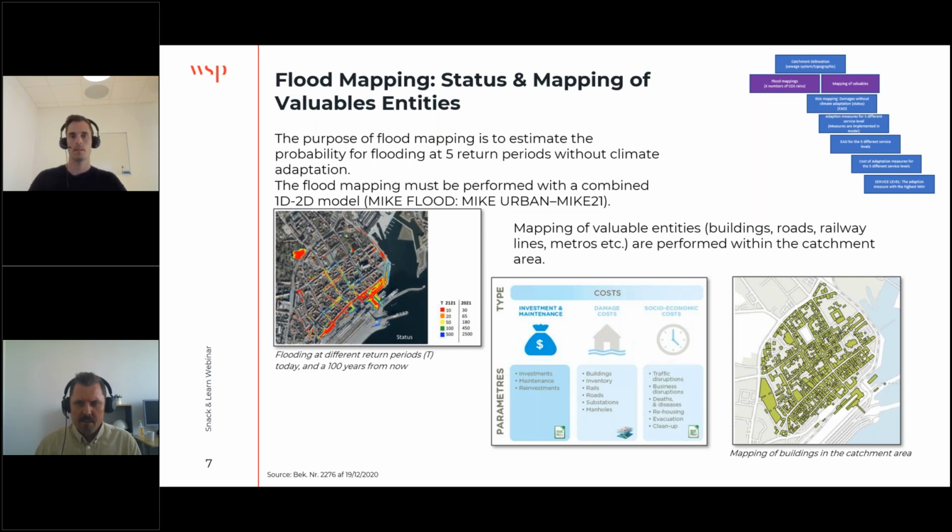So once we have defined this catchment area, we will do a flood mapping in order to figure out what is the likelihood of flooding today as the system is today. And this mapping must be done with a combined 1D, 2D model, and in Danish context, that's most often done with a Mike Flood model, where we combine a sewer system model in Mike Urban with a terrain model in Mike 21. And we have to do the floodings for at least 5 return periods without these climate adaptation to figure out what the risk is today.